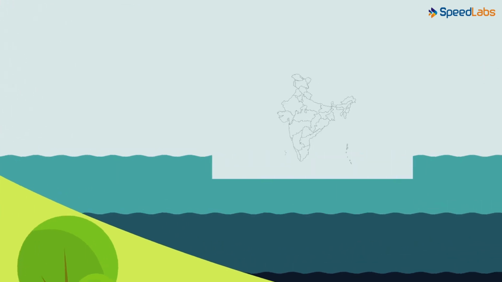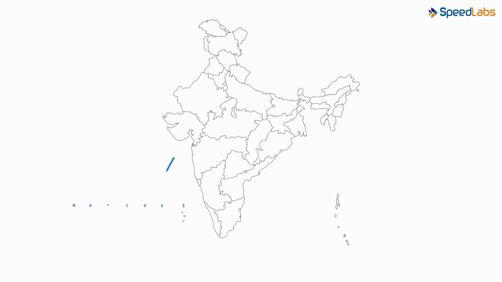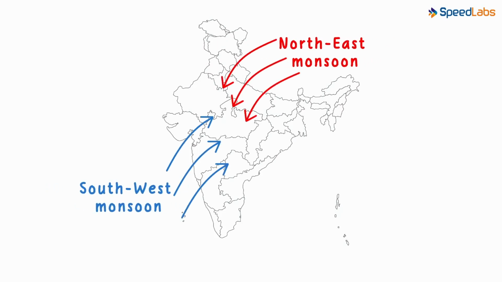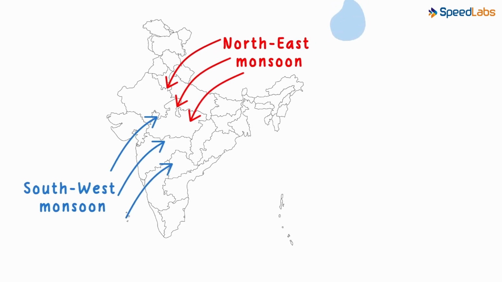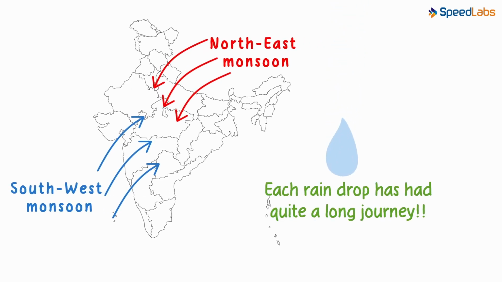For example, in a country like India, we have the southwest and the northeast monsoon rains. This is because of the winds blowing in these directions. They carry along with them moisture-laden clouds which are formed above the sea. Wasn't this an amazing lesson? Now you know exactly how each raindrop has had quite a long journey.